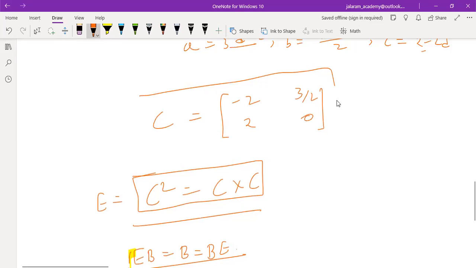C I have calculated. And you have to now find C square and assume it to be E, then prove that EB equals B equals BE. And if you are not getting it, then ask again and continue to solve, continue to ask your doubts.